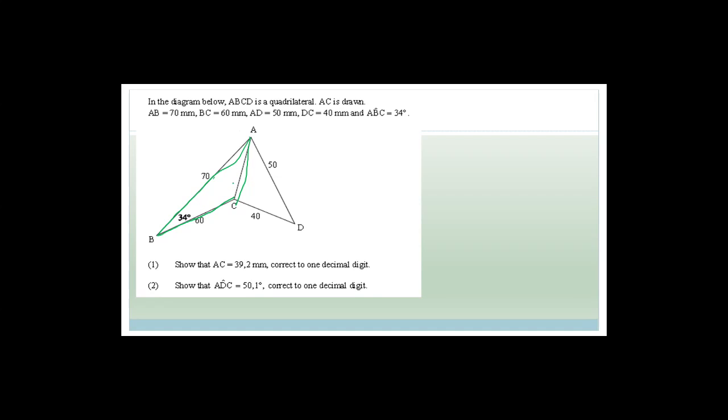So therefore, we definitely are using the cosine rule. So the cosine rule says a squared equals b squared plus c squared minus 2bc cos A, which in this case, we're looking at this side here. 70 has been one of the sides, 60 has been one of the other sides, and your 34 has been your angle. So we want side AC, big AC. So we're going to say AC squared is equal to 70 squared plus, what is that, 60 squared minus 2 times 70 times 60 cos A.